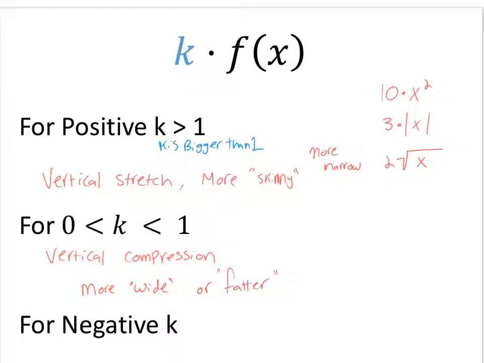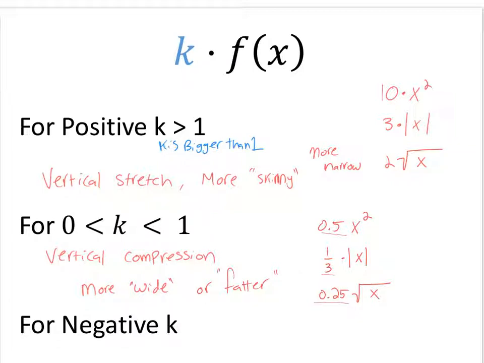And we can give you some examples of this. So this would be like 0.5 times x squared. I'm just making the numbers up that are in front. 1/3 times the absolute value of x, or 0.25 times the square root of x. And notice that these numbers in front here are all less than 1, but bigger than 0. They're positive numbers that are less than 1.